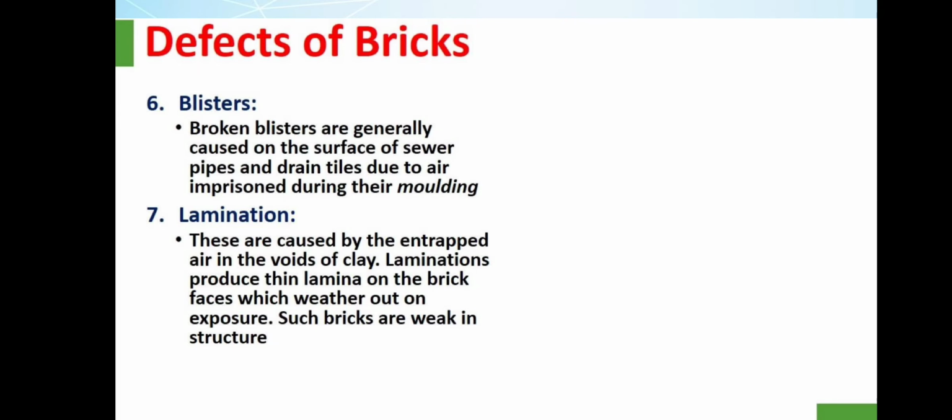Sixth, blisters. Broken blisters are generally caused on the surface of sewer pipe and drain tiles due to air impression during their molding. Seventh, lamination. These are caused by the entrapped air in the voids of clay. Lamination produces thin lamina on the brick faces which weather out on exposure. Such bricks are weak in structure.